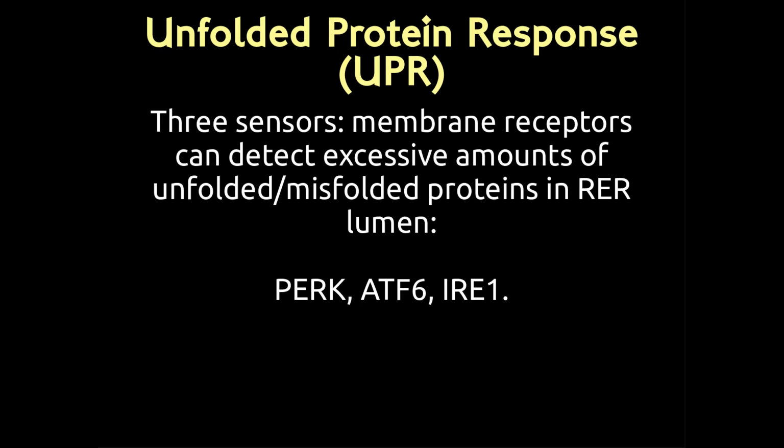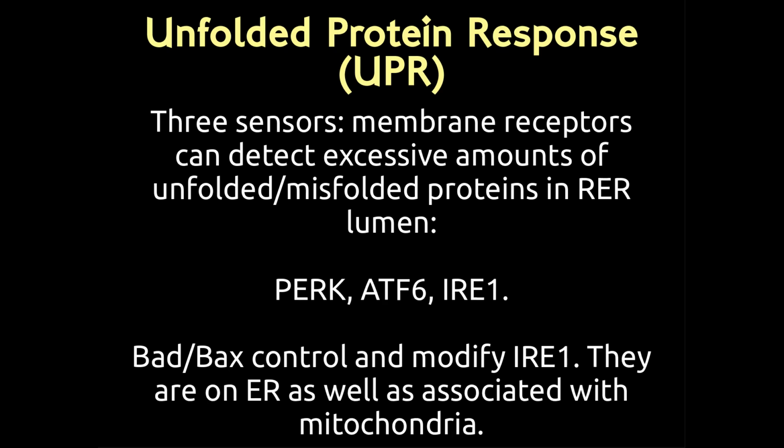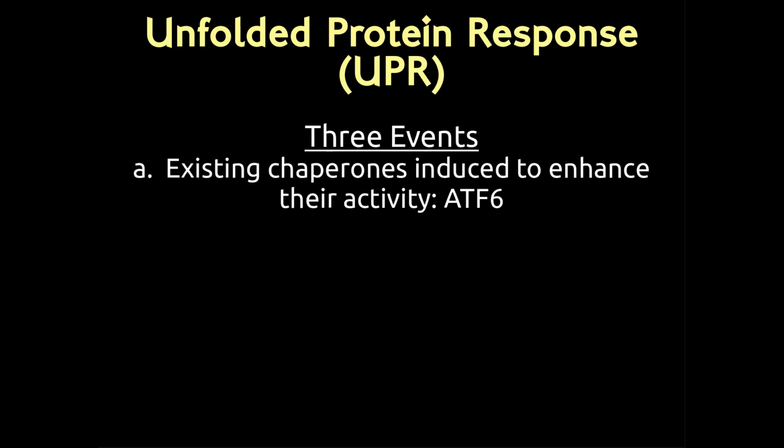There are actually 3 sensors, membrane receptors, that can detect excessive amounts of unfolded or misfolded proteins in the RER lumen. These are PERK, ATF6, and IRE1. BAK and BAX, these 2 proteins that we have talked about before in apoptosis, control and modify IRE1. And we'll come back to that in a minute. They're on the RER as well as associated with the mitochondria. So they're not just occurring on the mitochondria, they're also occurring in association with the endoplasmic reticulum.